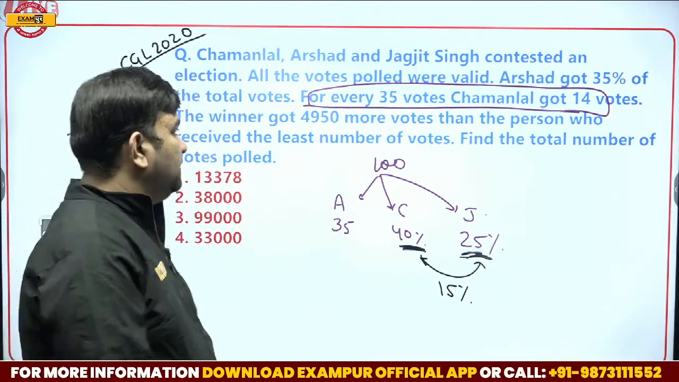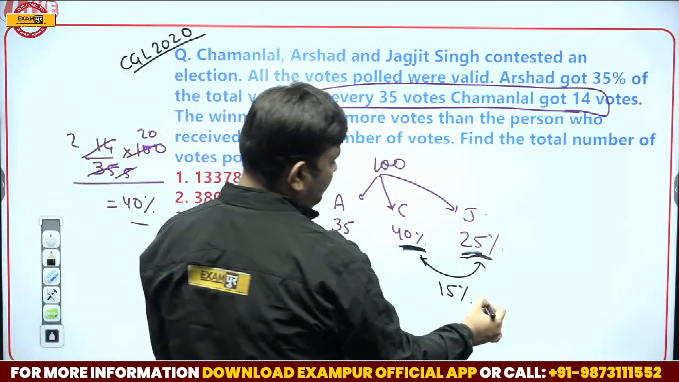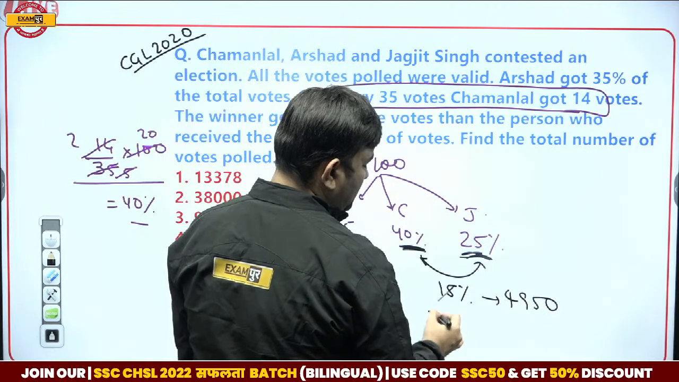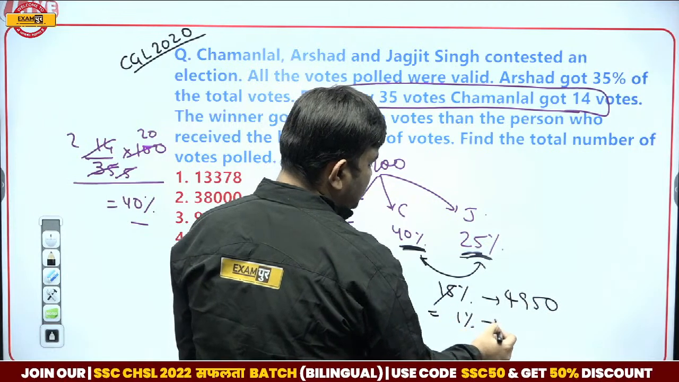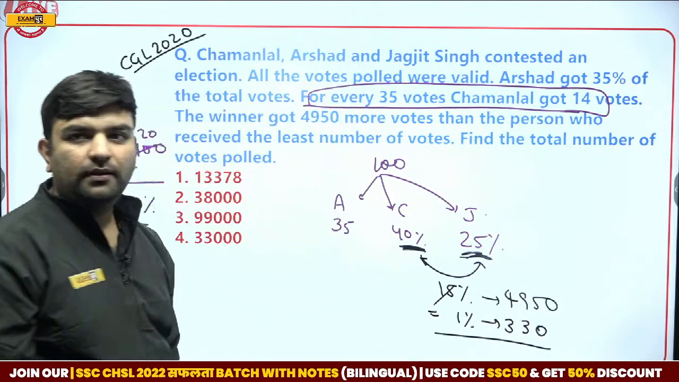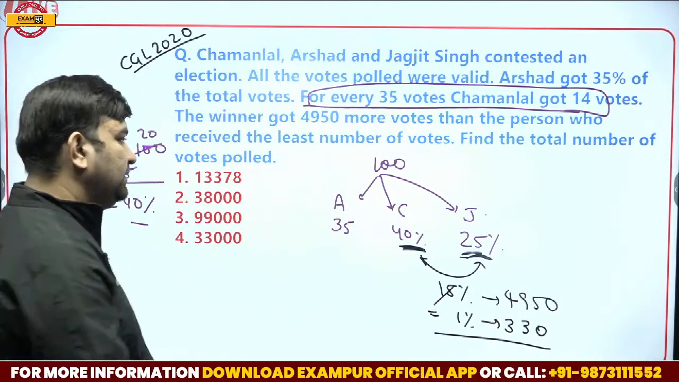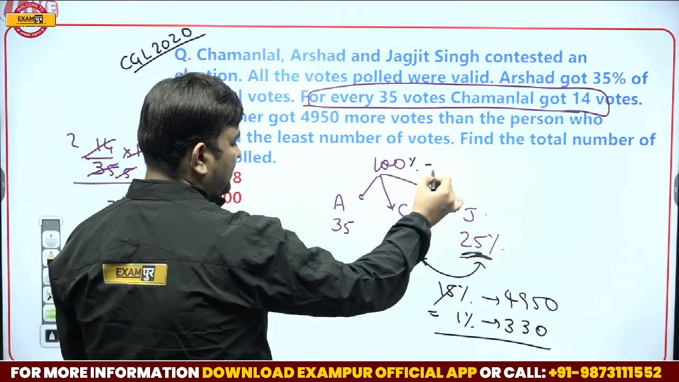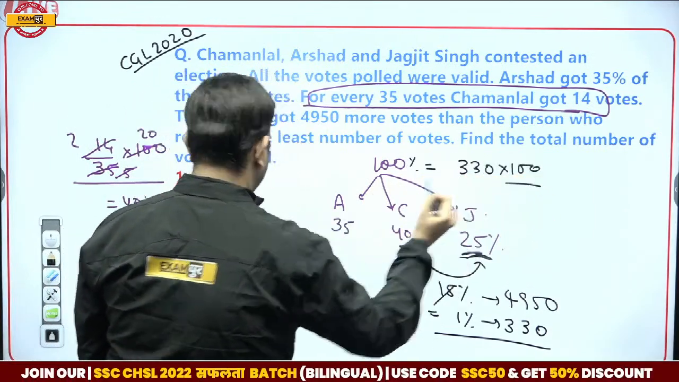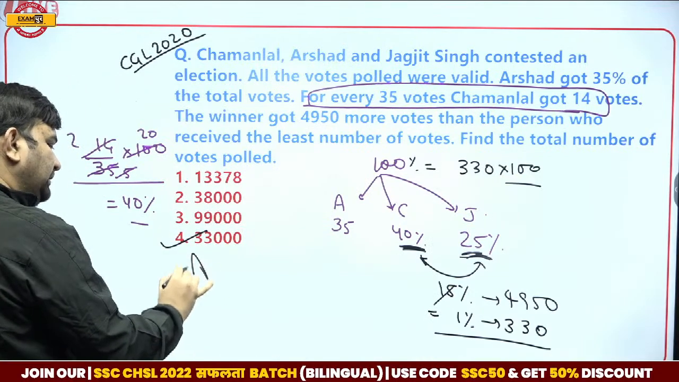15% is the difference, which is given as 4950. 15 times 3 is 45, so 1% is 330. So total 100% votes are 330 into 100, which is 33,000.